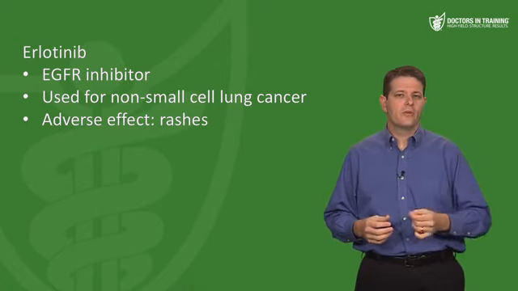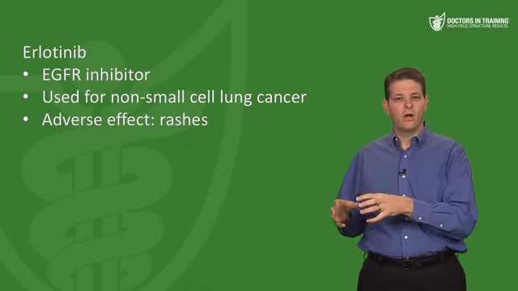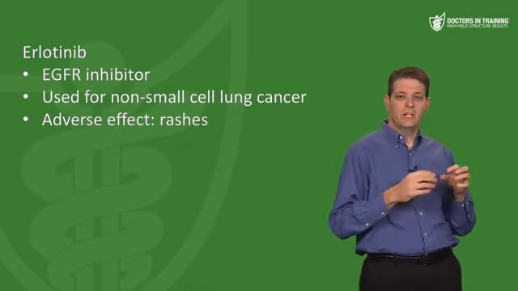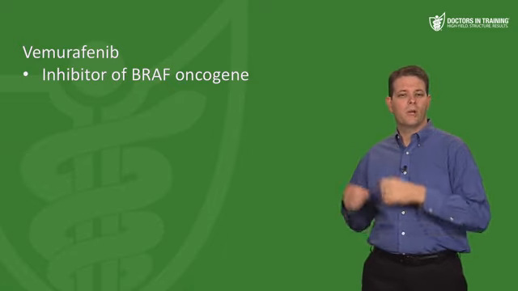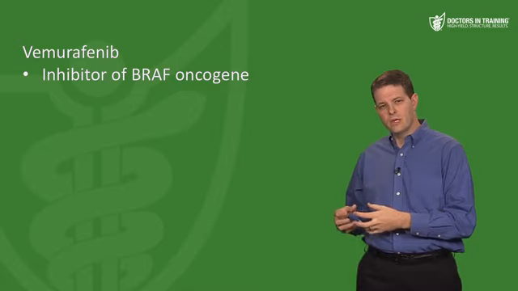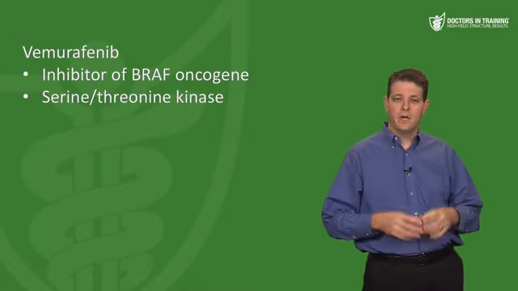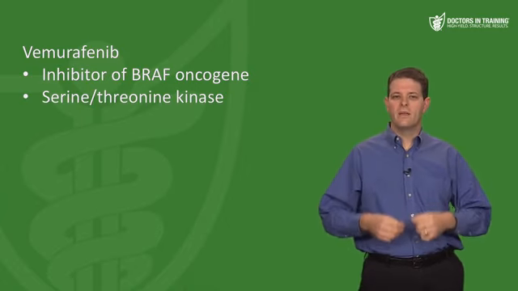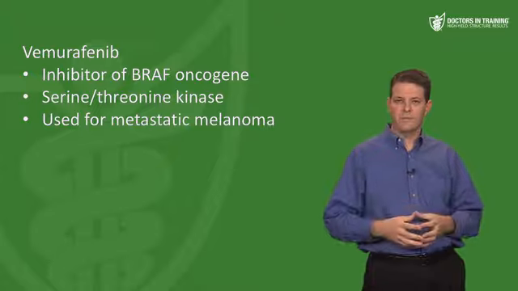And there are several similar drugs in this family, a handful of drugs that are monoclonal antibodies against EGFR, like cetuximab, and a handful of EGFR inhibitors, like erlotinib. And finally, there's vemurafenib, which is an inhibitor of an oncogene product called BRAF. So this is another protein kinase signaling protein, not a tyrosine kinase, but a serine threonine kinase. And vemurafenib is used to treat advanced metastatic melanomas that have a certain mutation in that BRAF oncogene. So that does it for our cancer drugs.